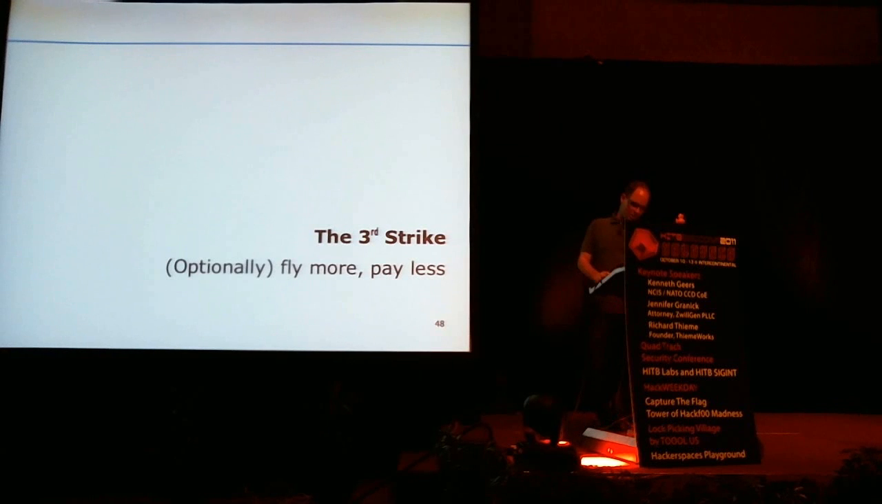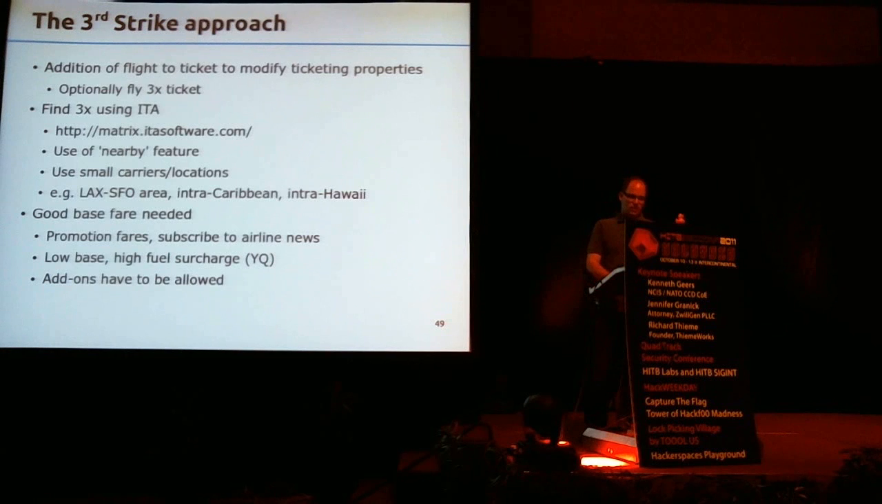What we're going to talk about now is the third strike, like the most important stuff. What's the process? First of all, you need to find a flight that is suitable to be the third strike. I use matrix.itasoftware.com. It's a company that recently got bought by Google, but they still have a demo system up on the website. You just start looking for cheap, really, really short flights, usually on really, really small carriers.